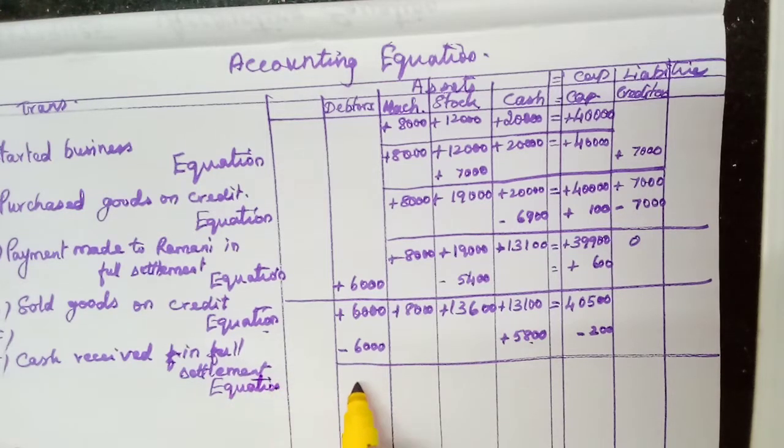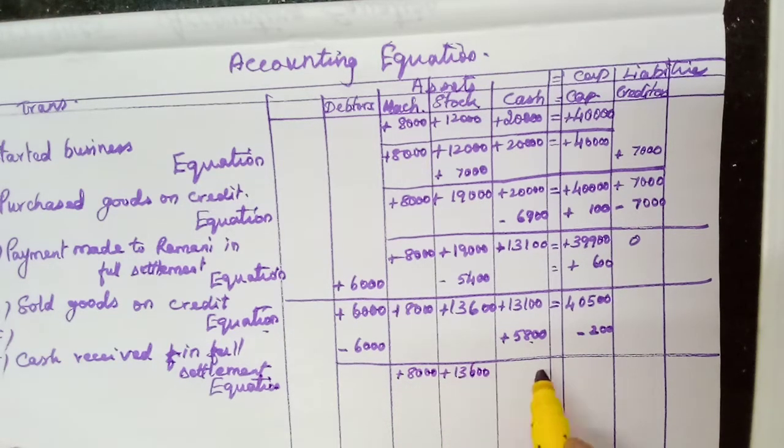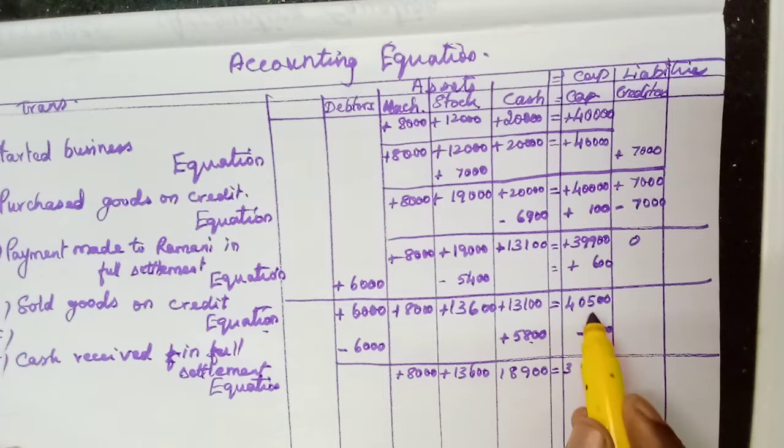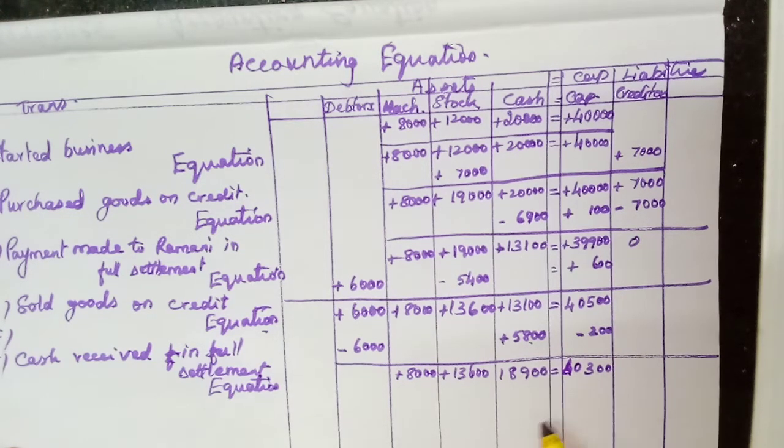Here nothing. Here plus 8,000, plus 13,600. Here we need to add: 8 plus 1 is 9, 5 plus 3 is 8, equal to, minus. 5 minus 2 is 3. Here we did not borrow. So 40,000 plus, you should write.